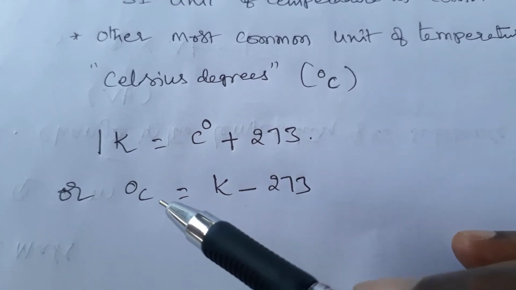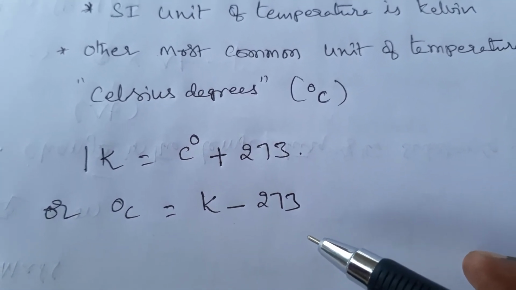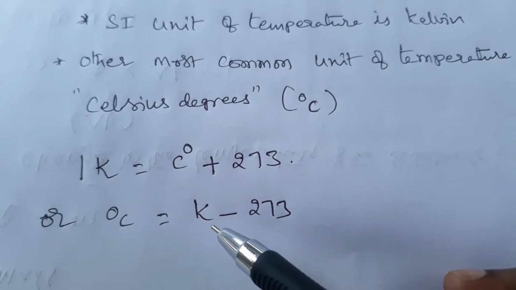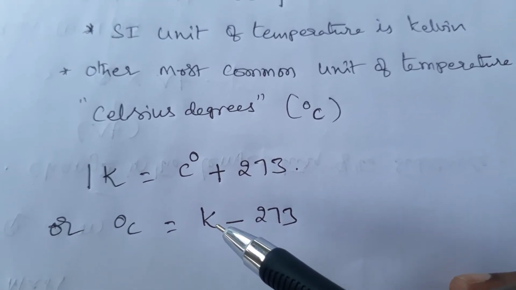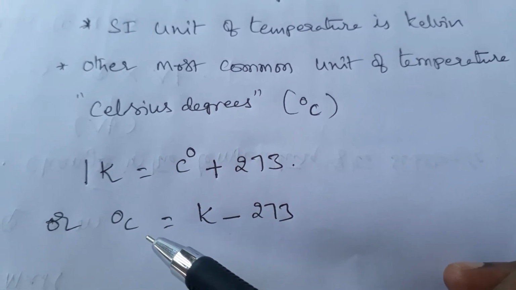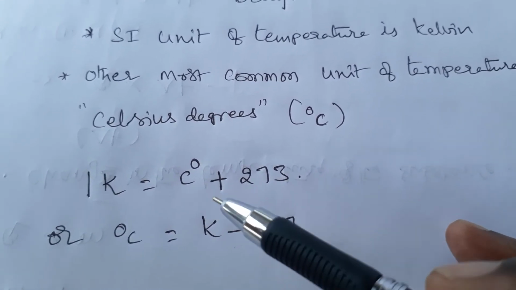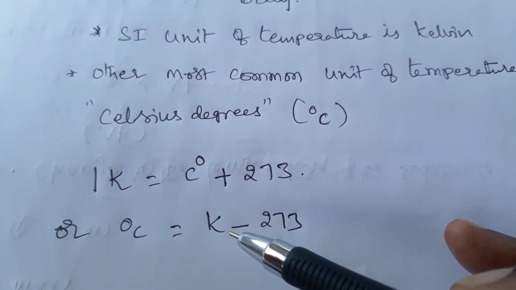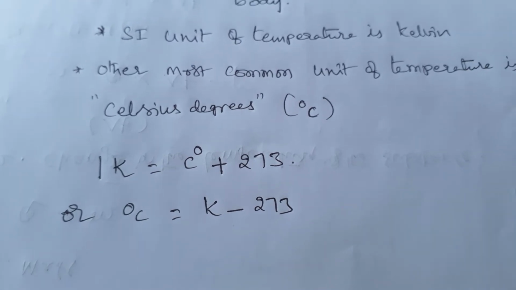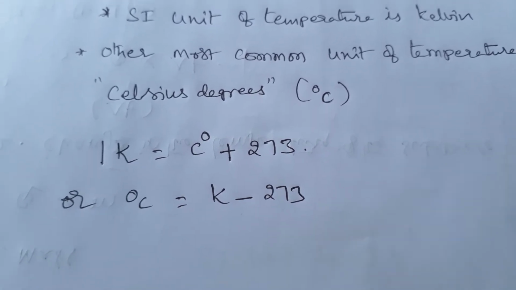Also, we can get degrees Celsius from Kelvin minus 273. Kelvin temperature is the SI unit of temperature. If you subtract 273 from it, you will get Celsius, or you can find Kelvin by adding 273 to Celsius degrees. In such a way we can convert temperature from one form to another.